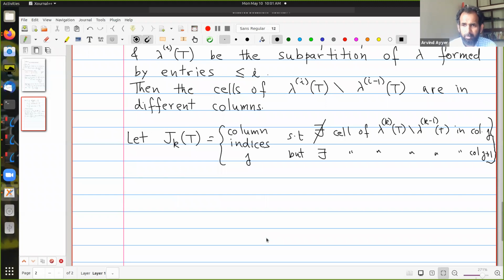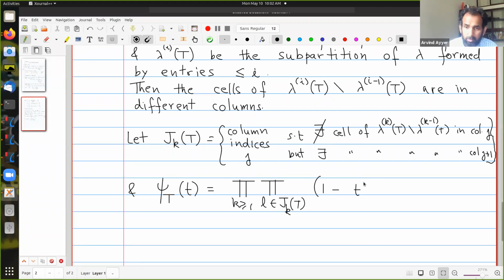Finally, psi t of small t is the product over all k, product over l in j k of t, of 1 minus t to the multiplicity of l in lambda k minus 1. Maybe I should use k, just to avoid confusion. Okay, so this is a handful.